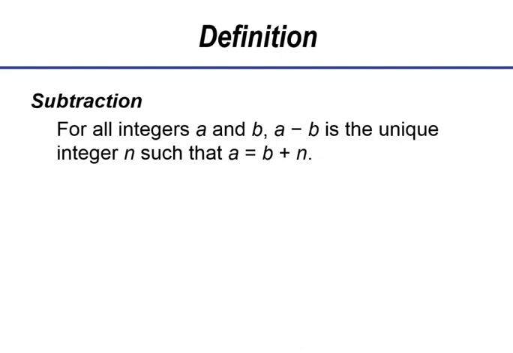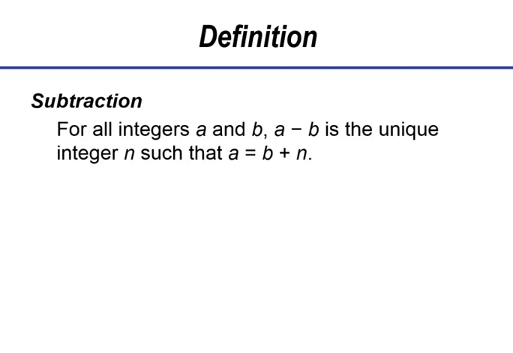We're continuing our conversation of Chapter 5, Integers. This is Section 5-1, Part 2, where we're defining addition and subtraction of integers. And you'll see we're working on subtraction right now. For all integers a and b, a minus b is a unique integer, n, such that a is equal to b plus n.